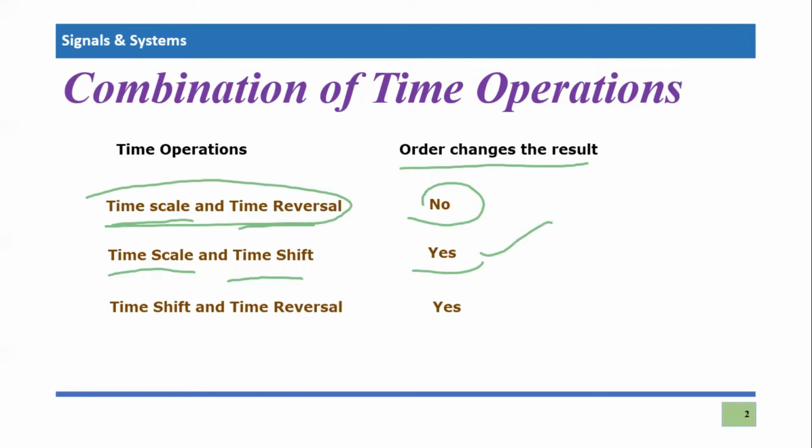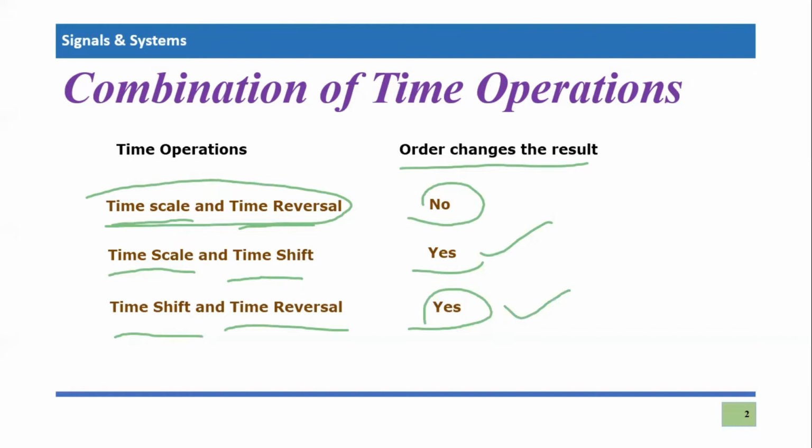And then we tested the other combination, time shift and time reversal. And here we also noticed that if you apply the time shift operation and then you apply the time reversal, you have a different output. And if you choose the time reversal first and then time shift, then you have a different result. So basically, for the order of application of these two time operations, order changes the result. This specific order actually changes the result, and this is a very important phenomenon for anyone who is going to apply different combinations of the time operations.